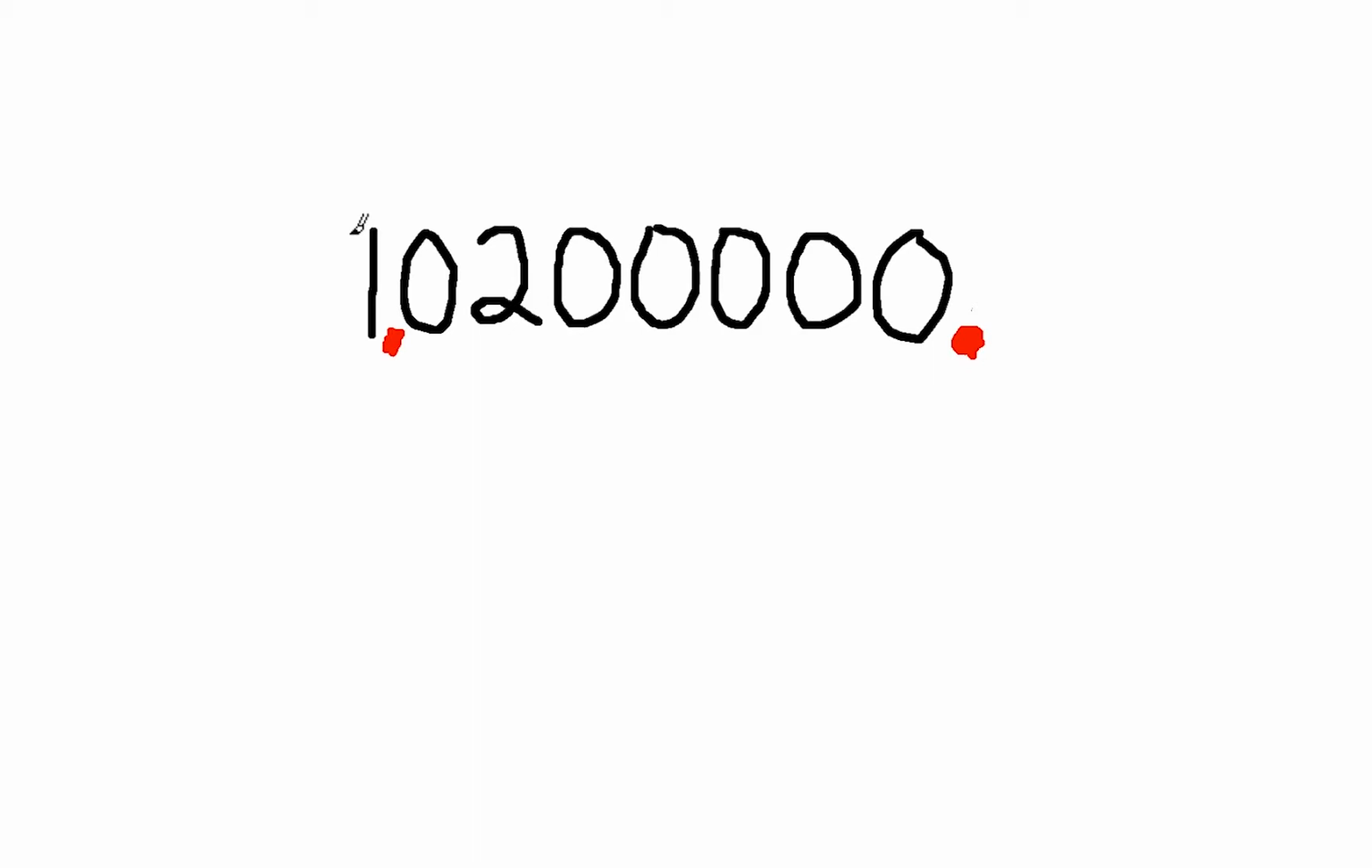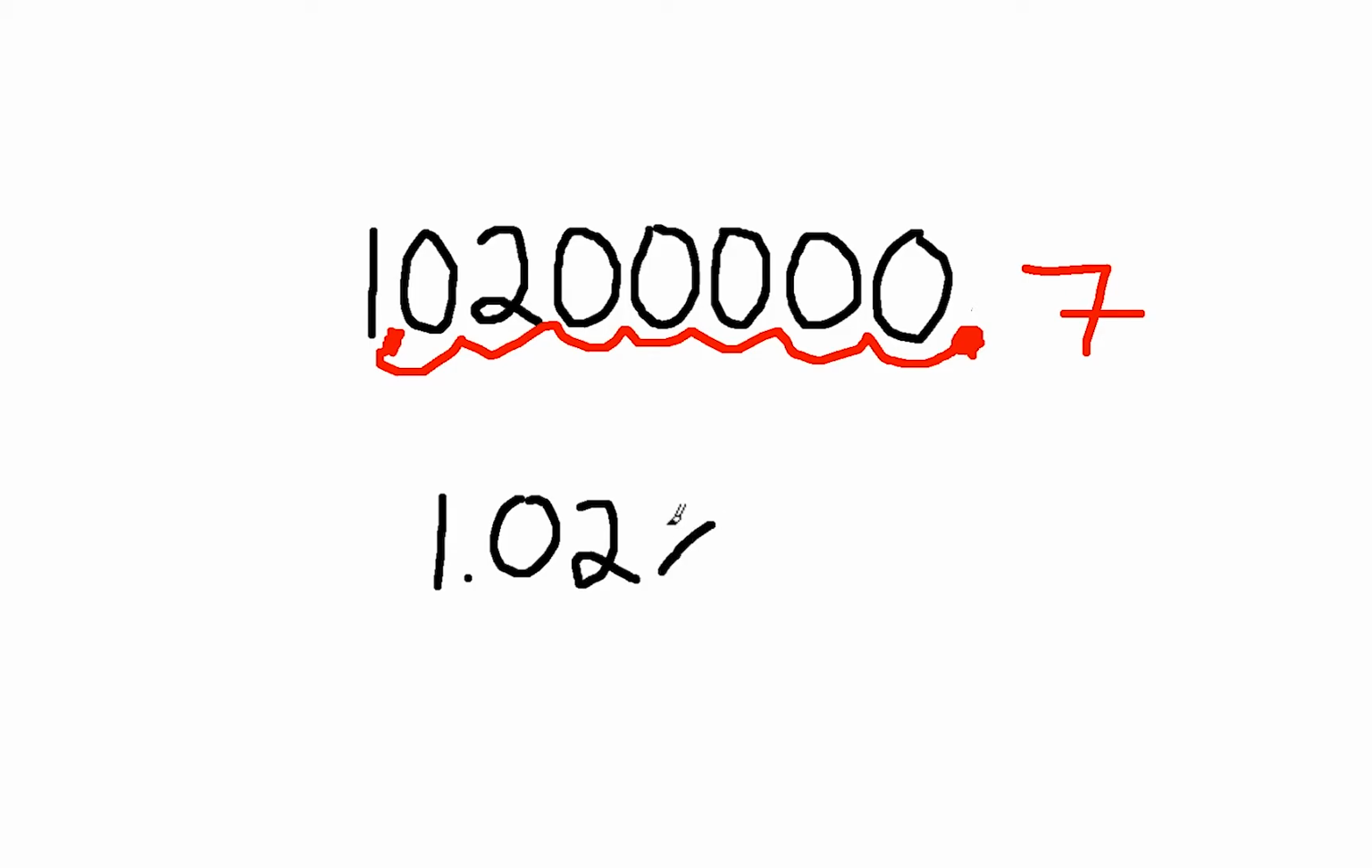Now, to shift the decimal place from here to here though, we have to shift it 1, 2, 3, 4, 5, 6, 7 times to the left. Our b value will be the number of times we shifted the decimal place. In this case, it's 7. So our final answer will be 1.02 times 10 to the 7.